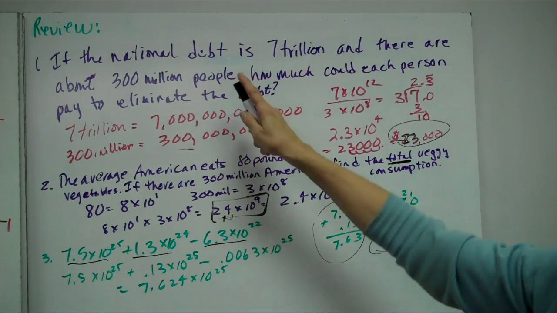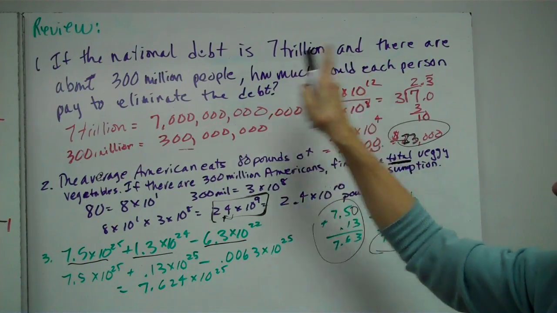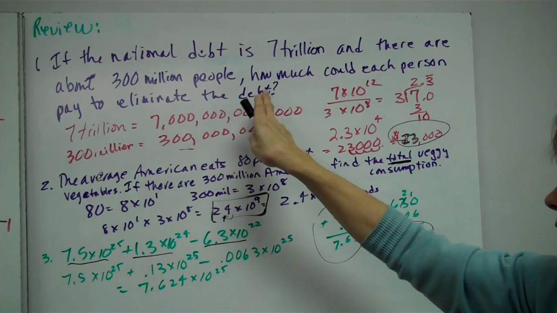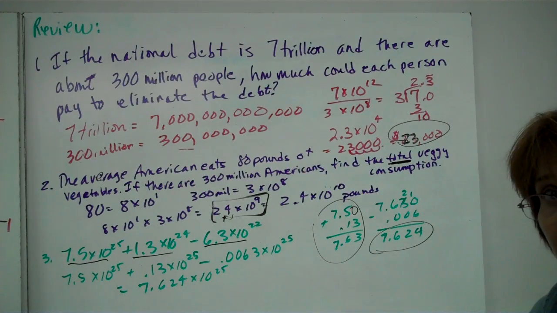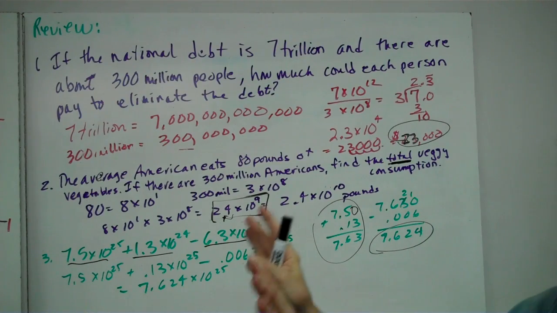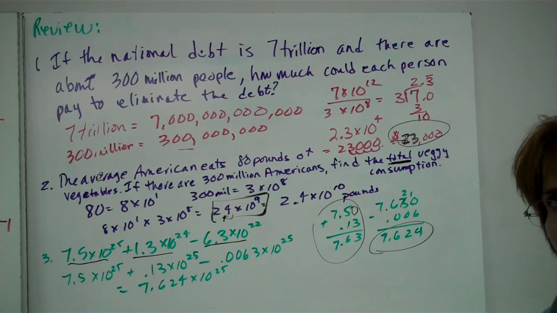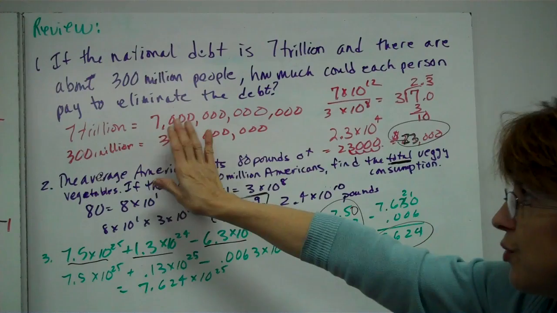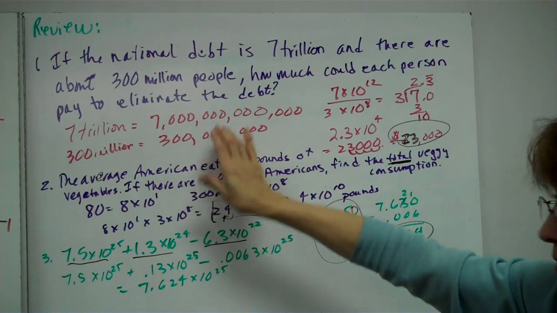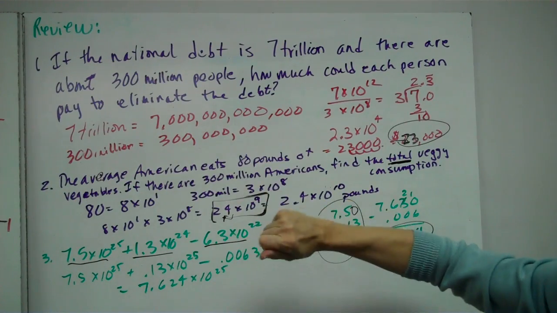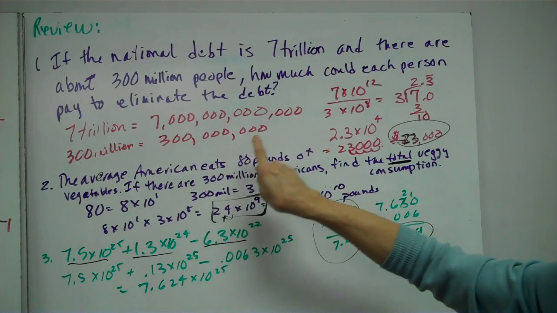Okay, so national debt is 7 trillion, and there are about 300 million people in America. How much could each person pay if we could all pay a certain amount and eliminate the debt? Wouldn't that be wonderful? Well, let's see how much that would be. We have 7 trillion, we have 300 million. That's how those numbers really look, like how big that trillion is. So we make them into scientific notation.